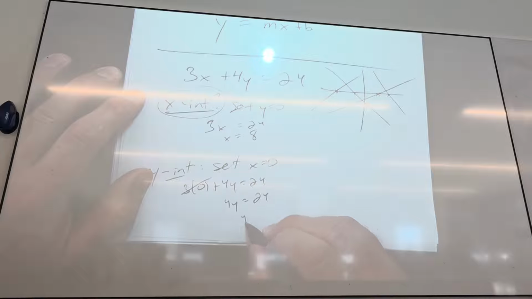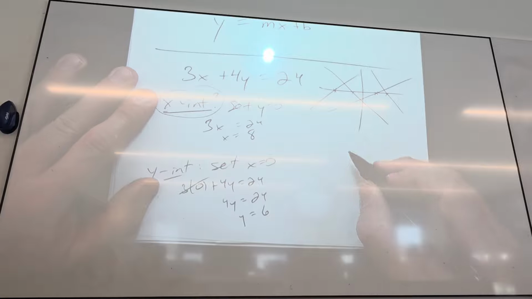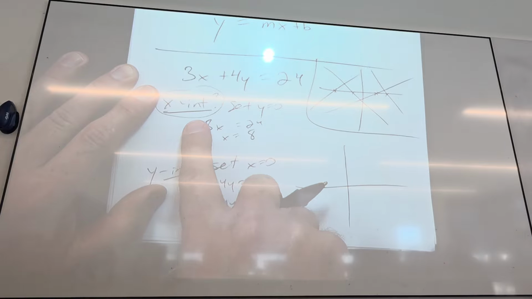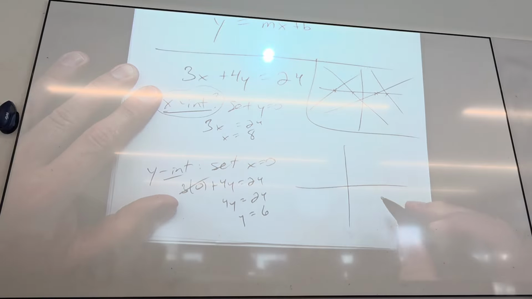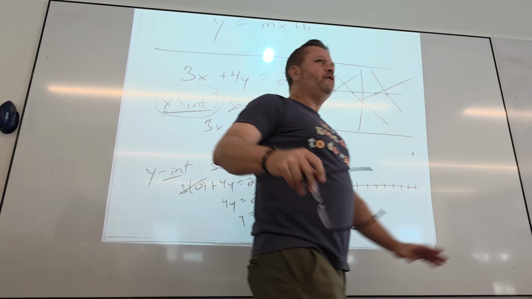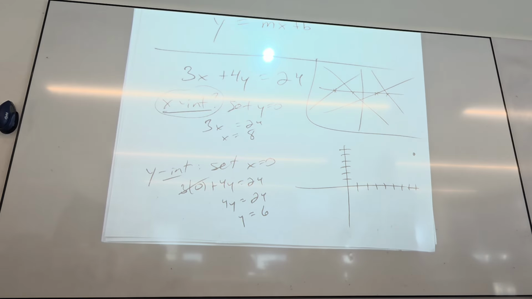What do you get? 6. Cool. Now watch this. If I ask somebody to graph this using the x and y intercept, I'm going to make a mistake. There we go. And then what I'll often get is somebody will plot that point and then they'll put a question mark because they're like, I don't know what to do now, man.